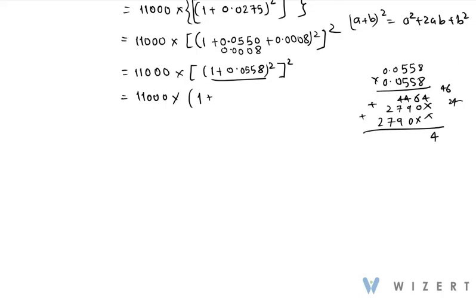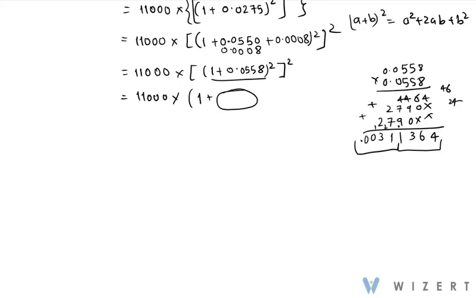Let's add these. 4, 6, 9 plus 4 is 13. 9 plus 1, 10. 10 plus 7, 17. 17 plus 4 is 21. 7 plus 4 is 11. 3, 1, 1, 3, 6, 4. And the decimal point will be after 8 digits from the right side. So 0.00311364.